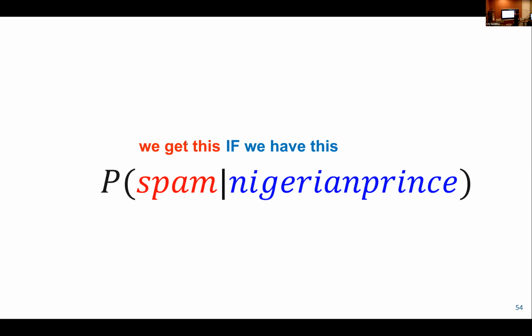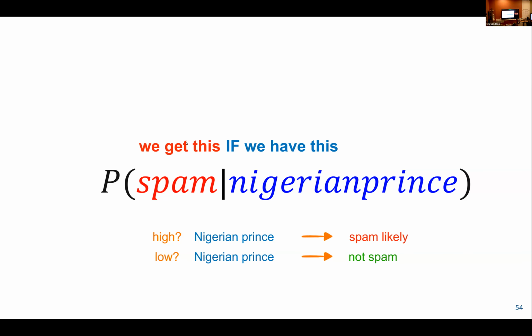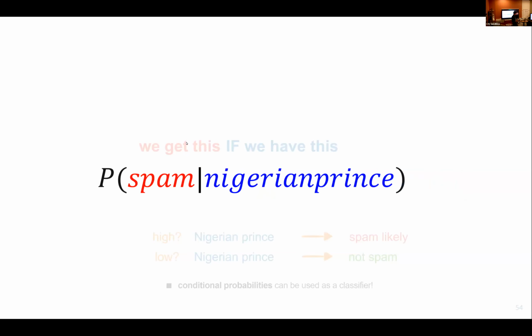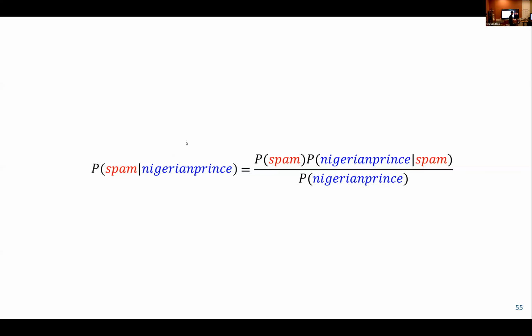But anyway, we can use this kind of conditional probability of spam given whatever conditions we've just discussed to tell us if these conditions are good indicators of a spam email. So if this conditional probability is high, then we have probably spam. If this conditional probability is low, then it's probably not spam, right? That makes sense. So in other words, conditional probabilities can be used as a classifier, okay? So the formula will become something like this. It's called the Bayes equation, okay?